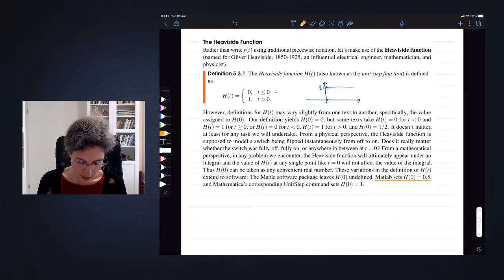The relevant thing for you to know is that if you're using MATLAB, then at t equals 0, it sets the Heaviside function equal to 0.5. But for example, if you're using Mathematica, it sets it equal to 1. Maple, if you ever use Maple, leaves it undefined. It might seem kind of crazy that there isn't a fixed definition of what this is, but it turns out that actually it mostly doesn't matter, because generally we're integrating the Heaviside function, and when you're integrating, the value at one point alone doesn't make any difference. So it doesn't really matter.